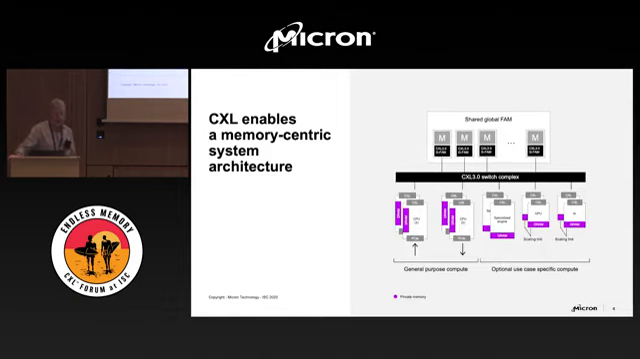So CXL enables these memory-centric system architectures. Certainly from a memory company, we love to see that. But here what I show is this global address space, this global shared memory on the top with all these devices. And in a system with 4096 endpoints, you could easily have half of those as your memory. So you could have a couple of thousand CXL devices for memory space.